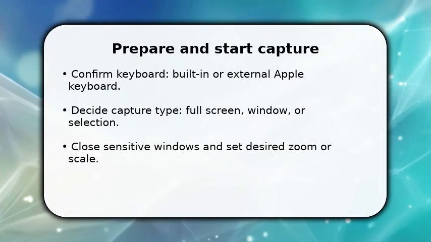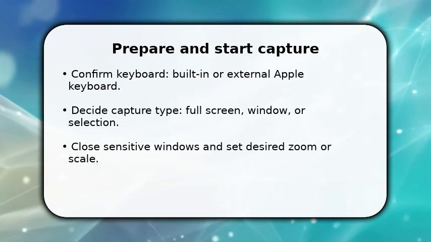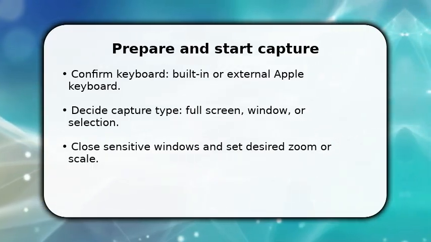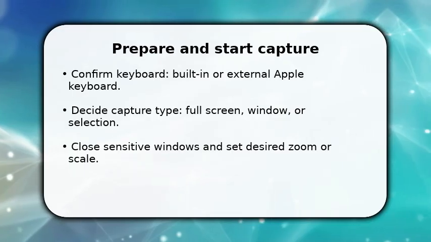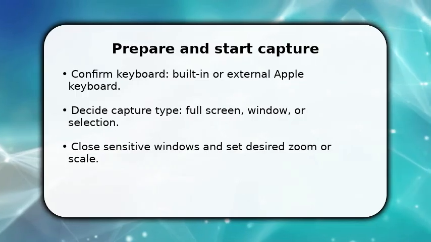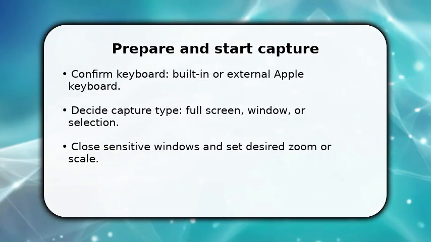You begin by choosing what to capture and why. That guides the shortcut you'll use. Make sure your Mac keyboard is accessible and any full-screen apps are visible. For a full-screen shot, press Command-Shift-3. For a selection, press Command-Shift-4. For a window, press Command-Shift-4 then space. Once done, screenshots save to the desktop by default.